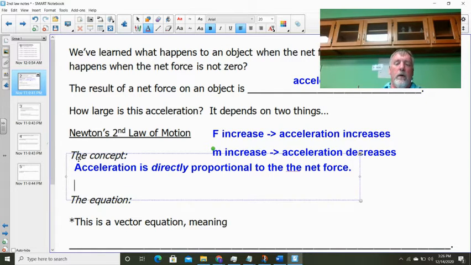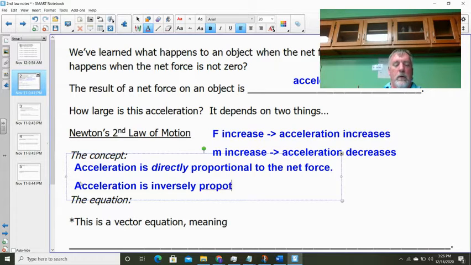How about mass, though? We talked about how it's the other way around. Acceleration is inversely proportional to mass. That's just using words to say what we just talked about. As force increases, acceleration increases. As mass increases, acceleration decreases. So they are inversely proportional to each other.